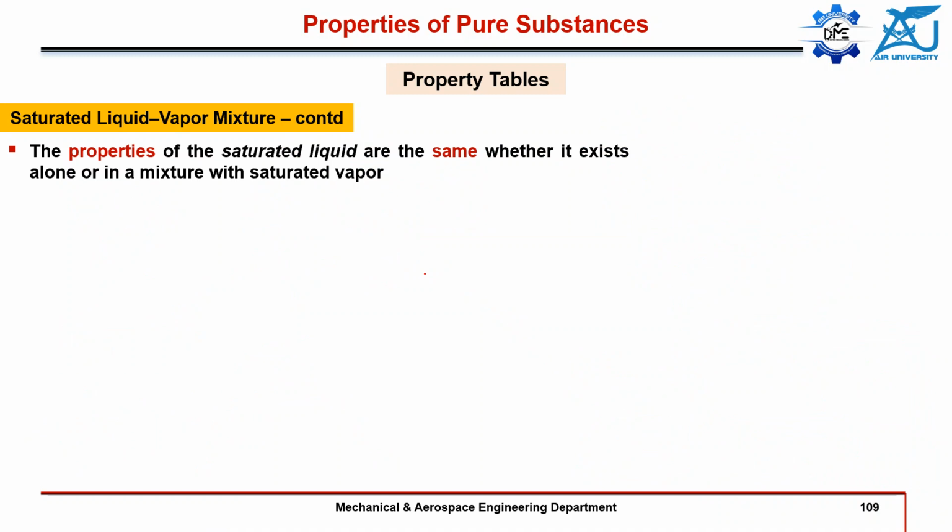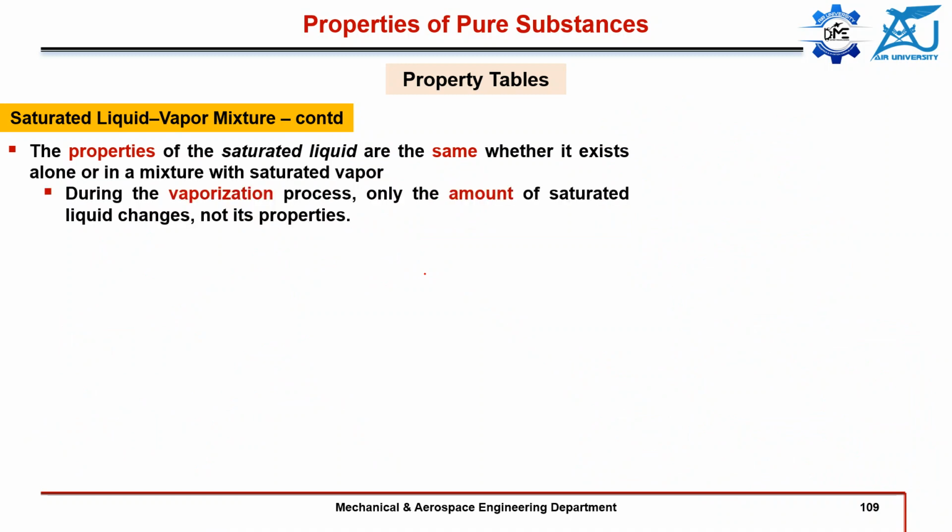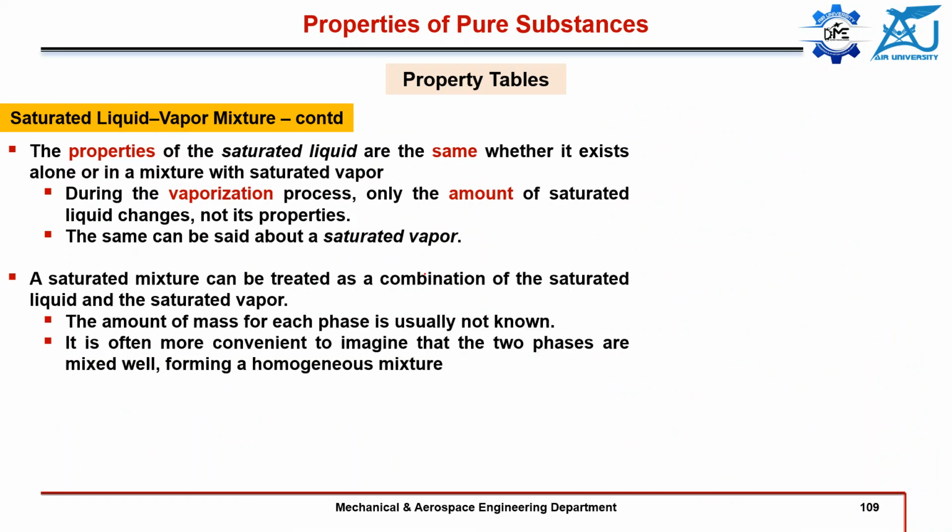The properties of the saturated liquid are the same whether it exists alone or in mixture with saturated vapor. ये सारी बात मैंने आपको explain कर दिया. During the vaporization process only the amount of saturated liquid changes, not its properties. The same can be said for saturated vapor. So a saturated mixture can be treated as a combination of saturated liquid and saturated vapor. The amount of mass for each phase is usually not known. So normally we do not know the amount of each phase. Usually it is the case.